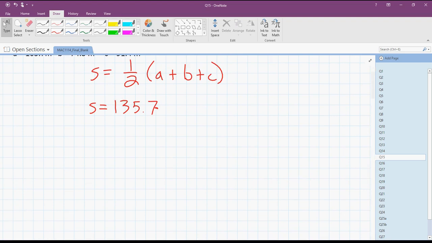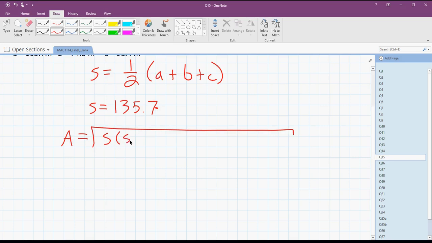Because now that we have the semi-perimeter, we can actually run the area formula, which looks like this. The square root of S times S minus A times S minus B times S minus C. So that's the area formula for side, side, side.